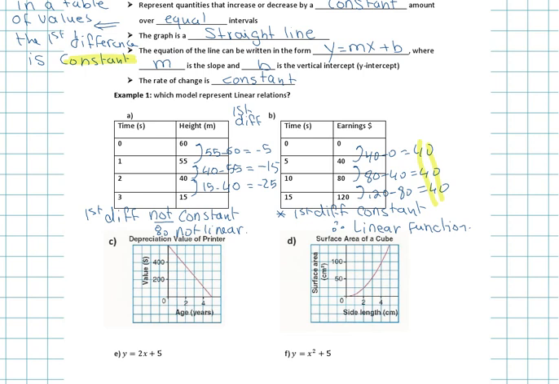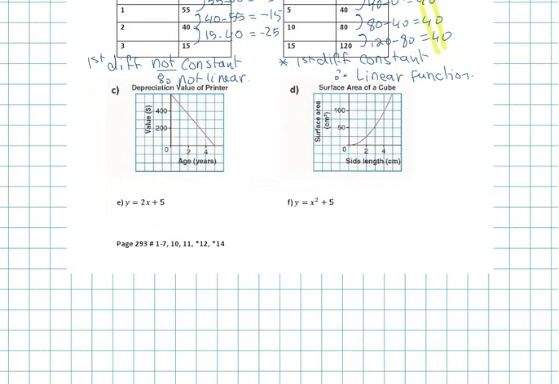Okay? Now, if you look at the graphs, can you tell me if the first graph is linear or not? It's linear. Yeah, because it's a straight line. So it's a linear function.